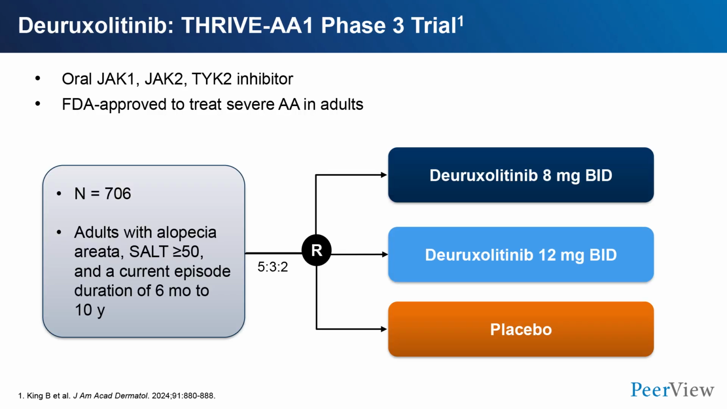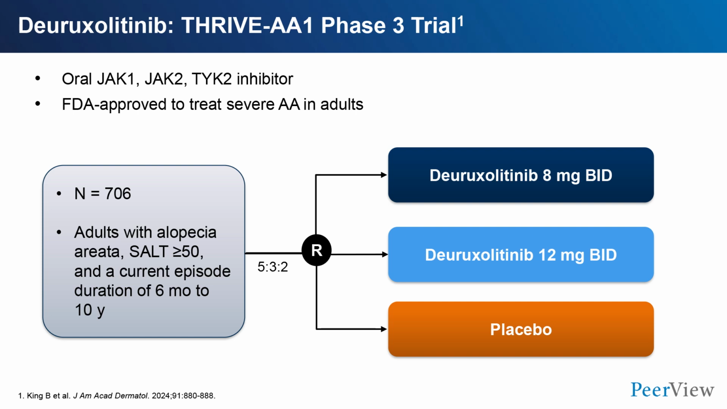So the final approved drug, the most recently approved, is ruxolitinib. They actually did the Thrive AA1 phase 3 trial. This is an oral JAK1, JAK2, and TYK2 inhibitor, and it's FDA approved to treat severe alopecia areata in adults only. So with this one, adults with alopecia areata, so 18 and over, with a SALT score greater than or equal to 50, were entered into the trial, and they had to have a current episode duration of 6 months to 10 years. So very much similar to the other trial requirements.